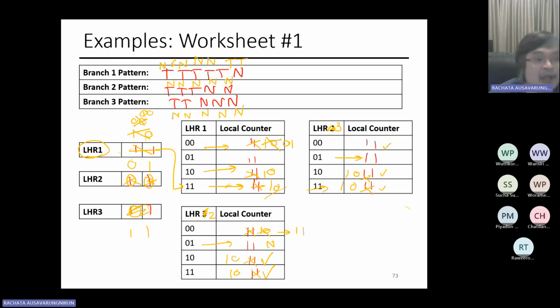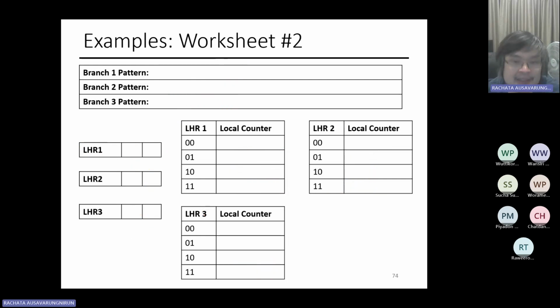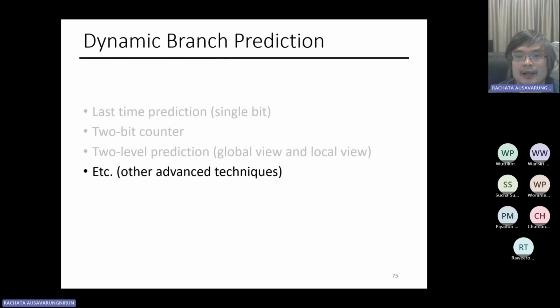And that's it. Basically, the idea is the way you work through this is almost like a GHR that you saw earlier, but now the GHR changed to each branch LHR, and you work through each branch LHR individually. Okay, you have worksheet 2 to try for the 2 branches. I think this one only has 2 branches, so you don't need 3 of them, I think. That's the idea about 2-level prediction.